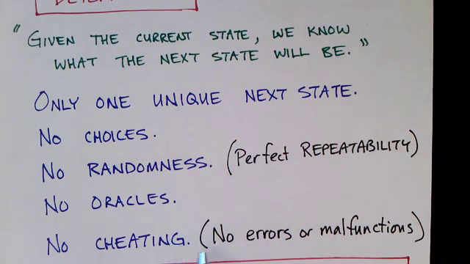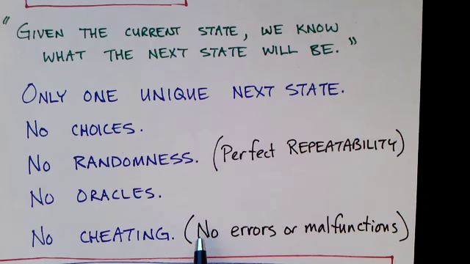And there's no cheating, too. What I mean by that is we assume that the machine does what it's supposed to do. In the case of finite state machines, it's quite clear and formally defined as to what the machine is supposed to do. So we assume that the machine does exactly what it's supposed to every time and never malfunctions. So, of course, we have perfect repeatability.